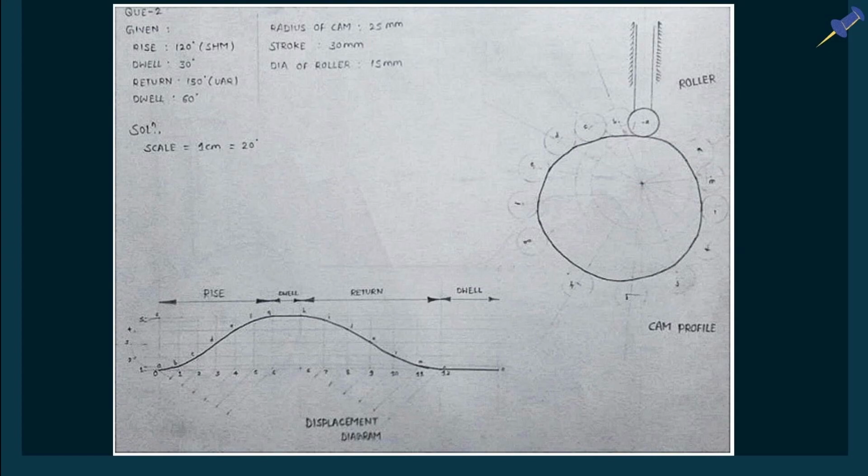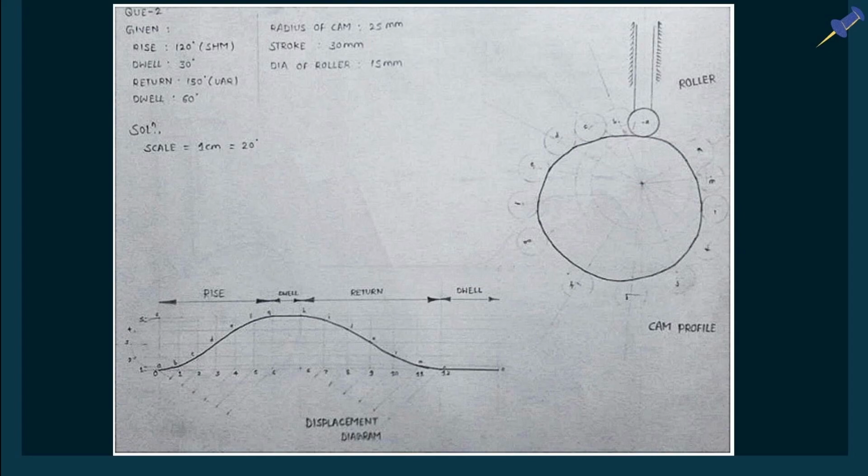Then for the return stroke, here in this question there is acceleration and retardation. So by solving the equation v is equal to u plus at, we have marked the points of the return stroke, and then join those points by a smooth curve and name them H, I, J, K, L, M, and N. And here we get our displacement diagram for the return stroke also. And here we complete our displacement diagram.